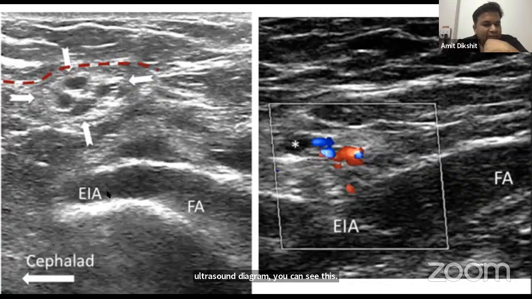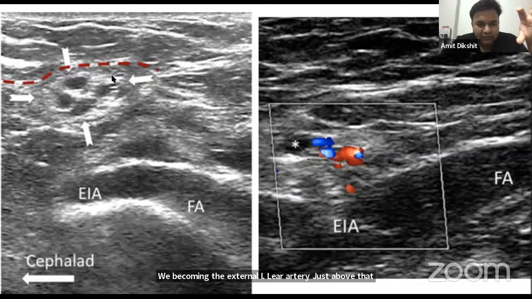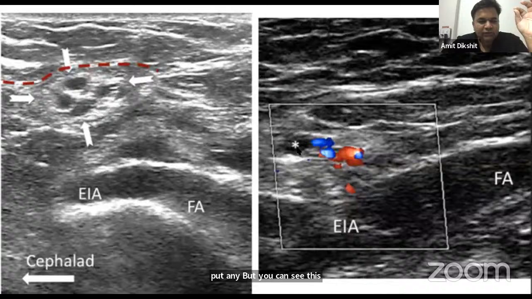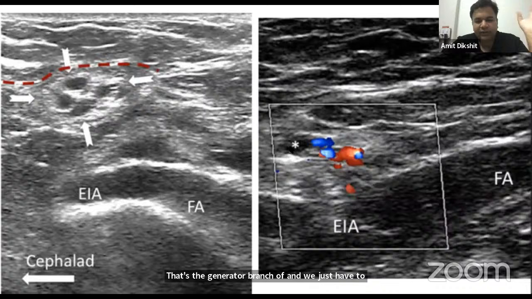Just above that, here the hypoechoic image in the spermatic cord is the vas deferens, and we are not supposed to put any needle here. But you can see this star mark, that's the genital branch of genitofemoral nerve. And we just have to deposit the local anesthetic. Around 15 to 20 ml of local anesthetic is deposited.